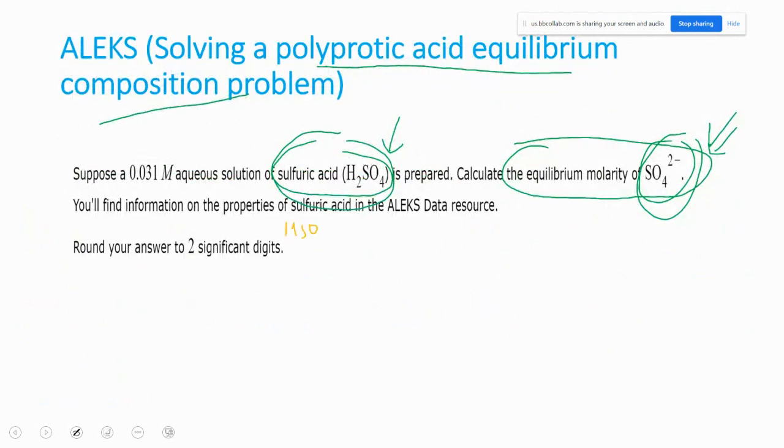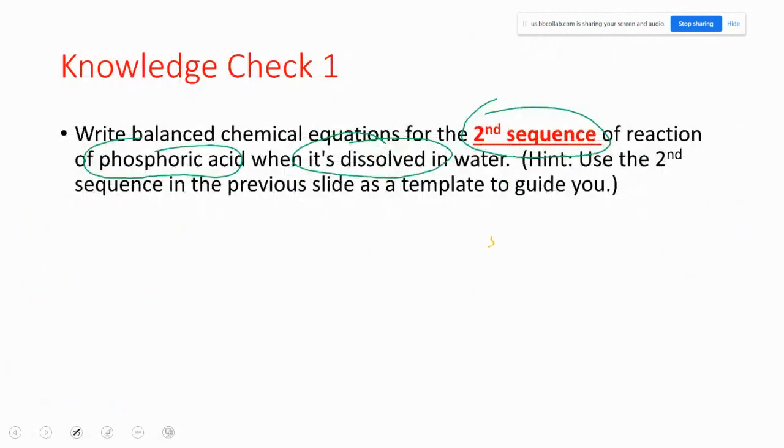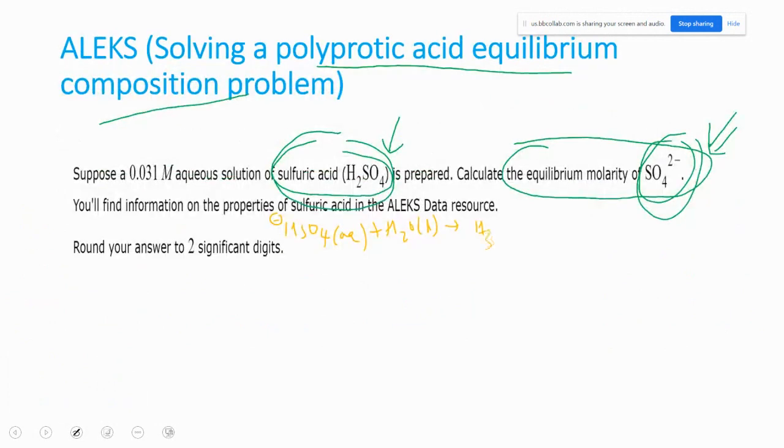My HSO4 minus plus water liquid giving me H3O plus aqueous plus SO4 2-. All right, so now Alex does give you the Ka value of this, but the way it gives it to you is in this form. So maybe I'll write the first reaction as well, so you can see it clearly.